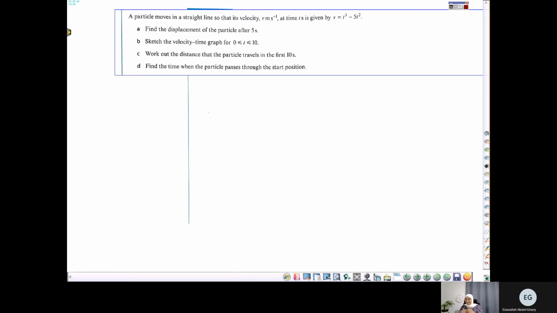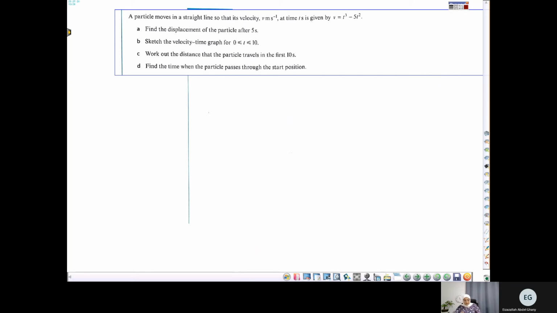Work out the distance that the particle travels in the first 10 seconds. Take care, the distance means adding the displacements, because sometimes there is displacement in the opposite direction, which is negative. So you take the magnitude, the absolute value, and then add all displacements as positives. Part C, work out the distance that the particle travels in the first 10 seconds. Part D, find the time when the particle passes through the start position.